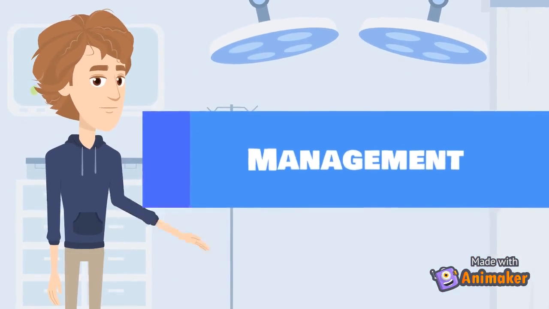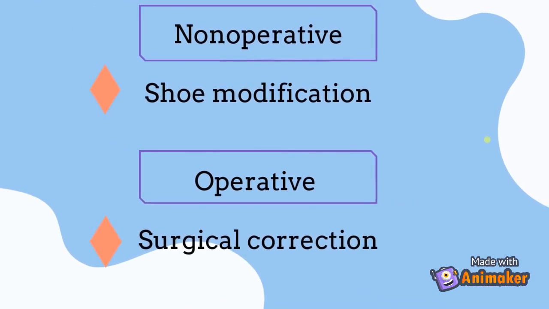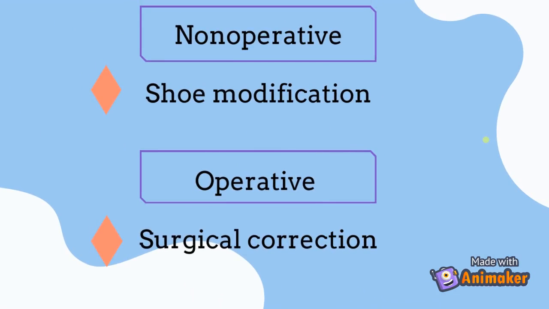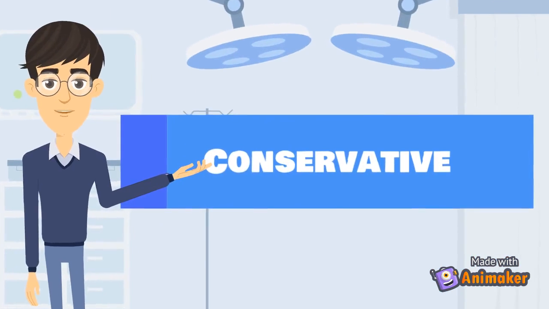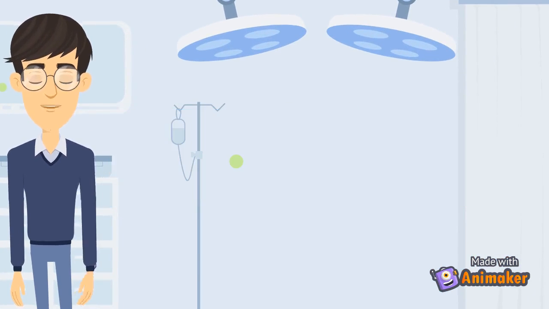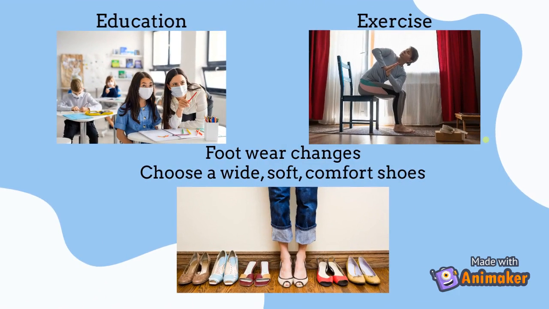Management. There are two types of treatment: non-operative, which is shoe modification and special pads, and operative, which is surgical correction. Conservative treatment: first, education. Second, exercise. And third, footwear changes. Choose wide, soft and comfortable shoes.